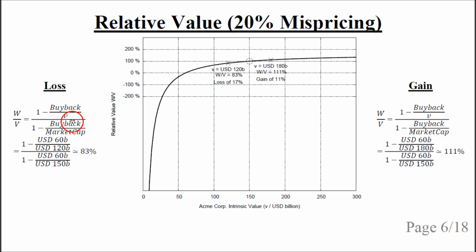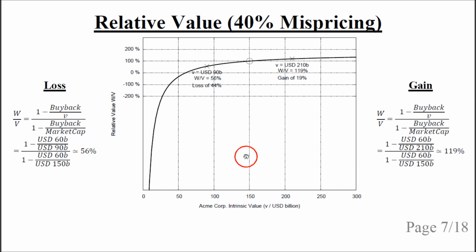We have the formulas out here. So we have the capital W divided by capital V, and the formula from the previous slide. We plug in the numbers. The buyback amount is assumed to be $60 billion. The intrinsic value is $120 billion. The buyback amount again, and the market cap, which was assumed to be $150 billion. We calculate this, and out comes 83%, like we have written over here. And we calculate the same for the other scenario.